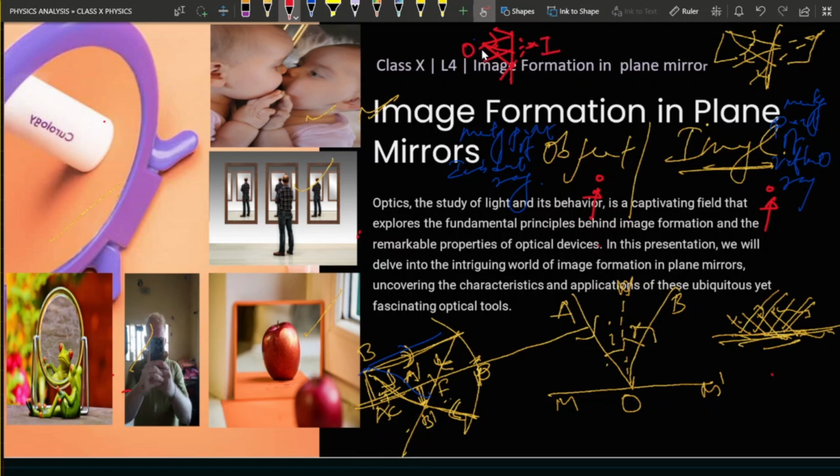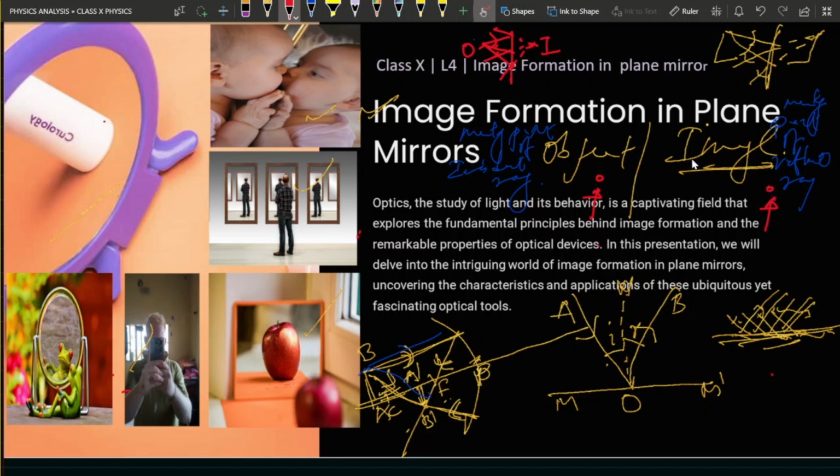So here the point size object we have taken, and here this is the extended size object. This is a point size image, and this is the extended size image. This extended size image has some height, and in case of the extended size object, it has some height. Look here, height is there, and no height is there in point size. So object can be point size or extended size, and image can be point size or extended size.